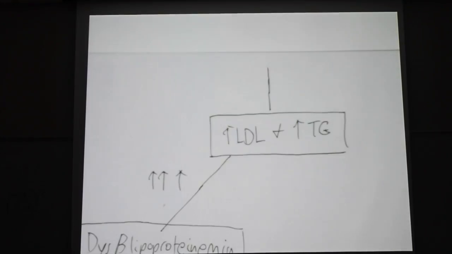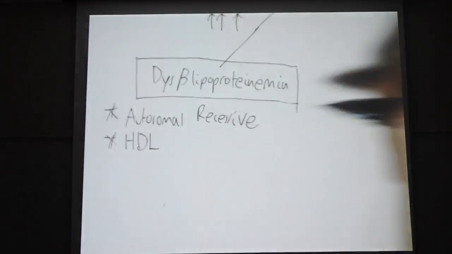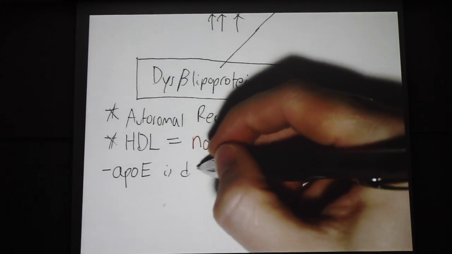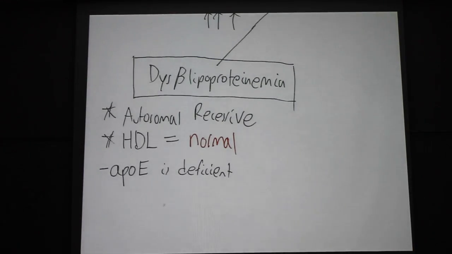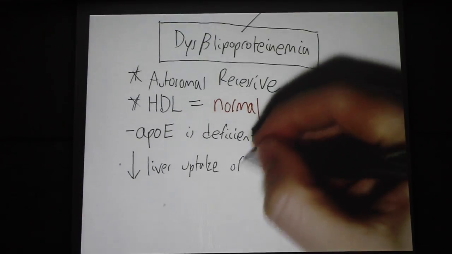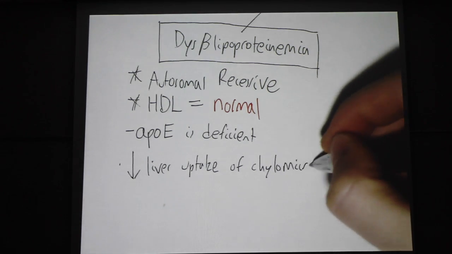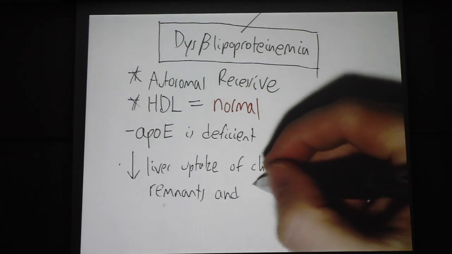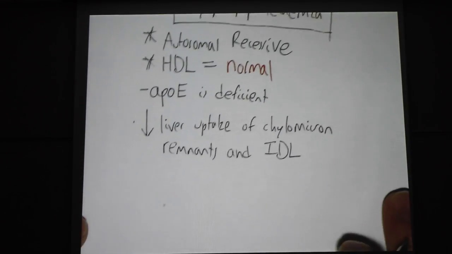So the levels are going to be dramatically increased in the first disorder, which is dysbeta-lipoproteinemia. This is an autosomal recessive disorder in which patients have a normal HDL. And that's a pretty key finding because the HDL levels are going to be different in familial combined. So, like I said, they're going to have normal HDL. They're going to have a deficiency of ApoE, which is one of those important apolipoproteins that we're going to make sure we know. And in this disorder, the liver uptake of chylomicron remnants and intermediate lipoprotein is actually deficient. So that's what causes a lot of the pathology.